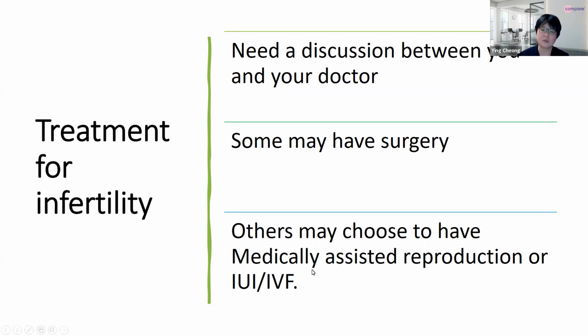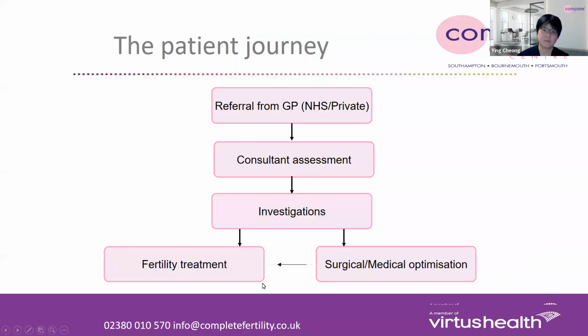Now, not all patients need surgery, but some of them, as I explained earlier, need a keyhole operation to look inside the belly, inside the pelvis, to see if the disease is there, and then we can remove the disease. Some patients may choose to have what we call medically assisted reproduction, or IVF, and some may choose to have IUI, intrauterine insemination, and I shall explain what these are in a minute.